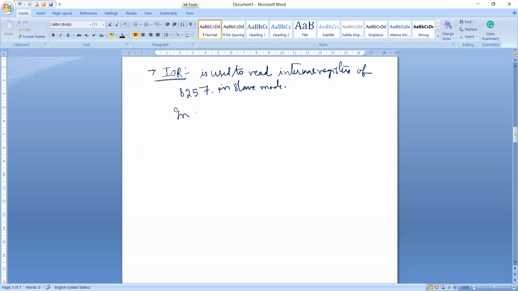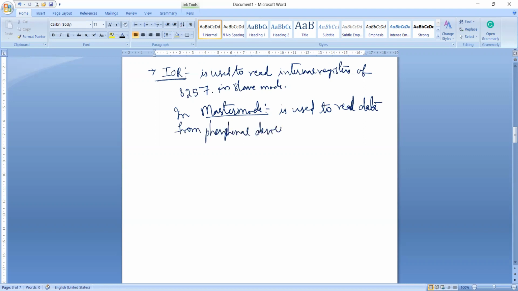In master mode, it is used to read data from peripheral devices during the memory write cycle.